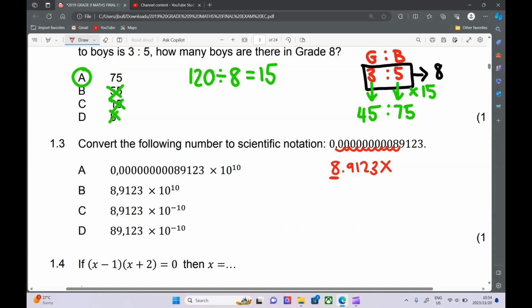If it's a really small number like this, we can see it's got lots of zeros, so it's a really small number. Then it's a negative at the top there. And we just say how many spaces we moved it. We moved it 10 spaces, so we put a 10 at the top.